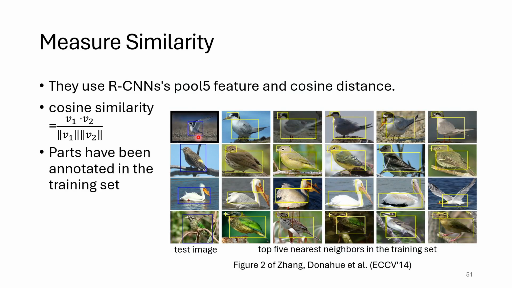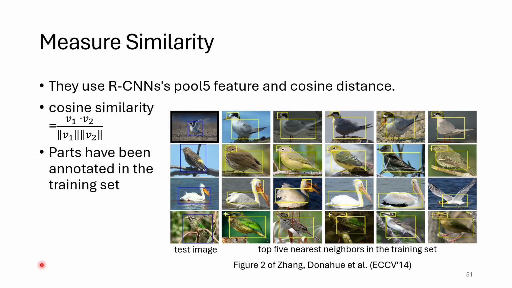Given a test image, they will use the cosine similarity to search all of the candidate images in their data set. And what is the feature of the cosine similarity? They use RCN's pool 5 feature. So what is RCN? RCN is a network architecture. And after pool 5, they will generate something like the fully connected 6, 7, and 8.